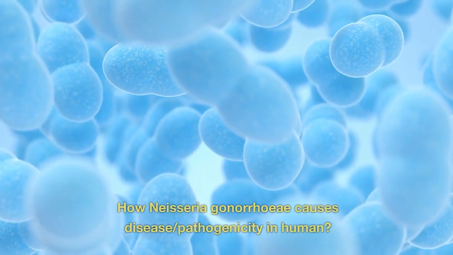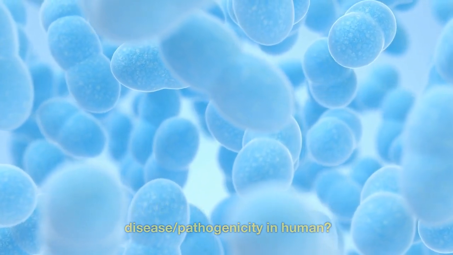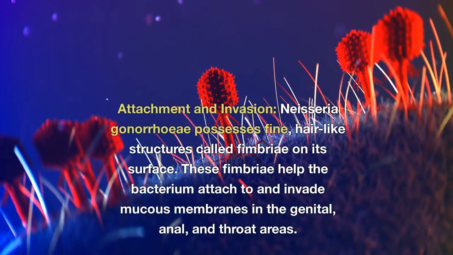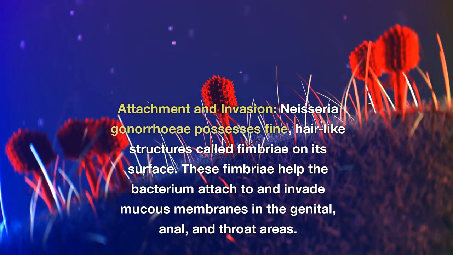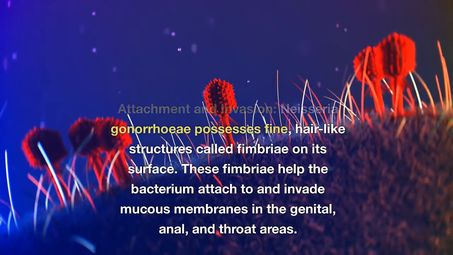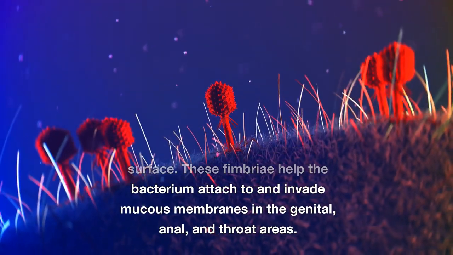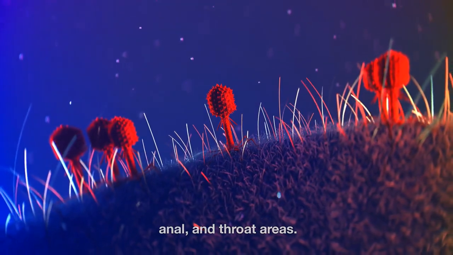How Neisseria gonorrhoeae causes disease, pathogenicity in humans. Attachment and invasion. Neisseria gonorrhoeae possesses fine, hair-like structures called fimbriae on its surface. These fimbriae help the bacterium attach to and invade mucous membranes in the genital, anal, and throat areas.